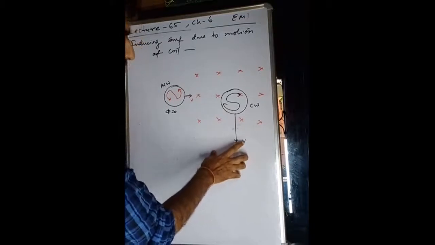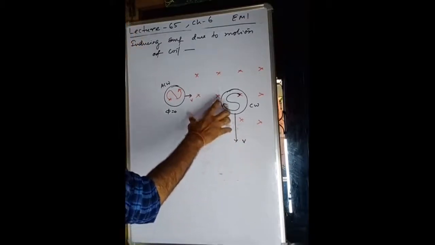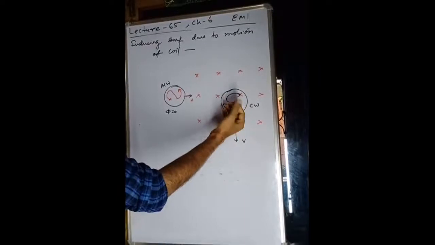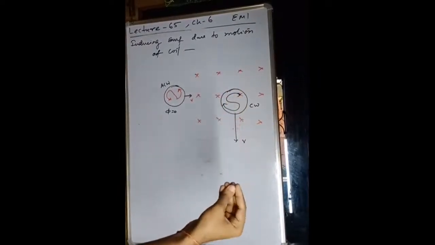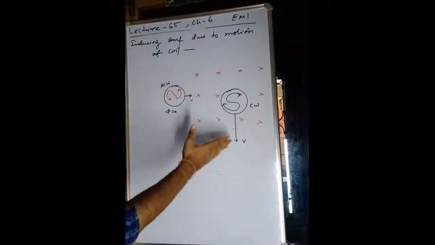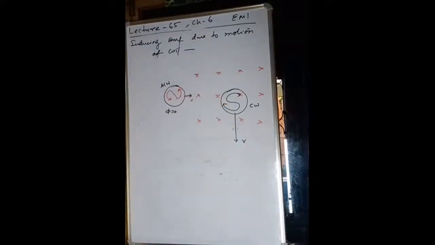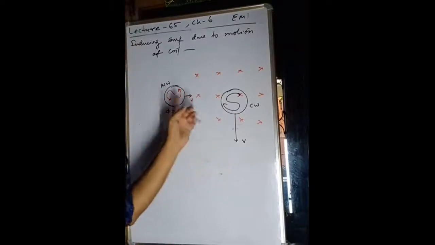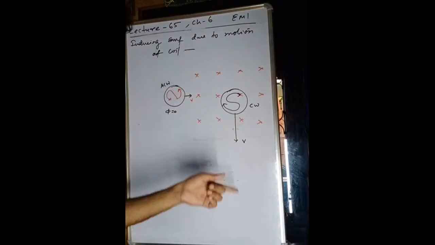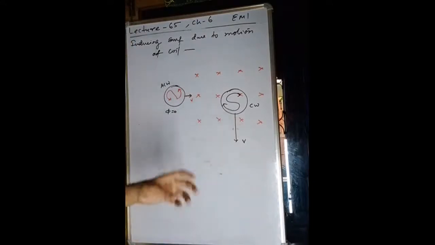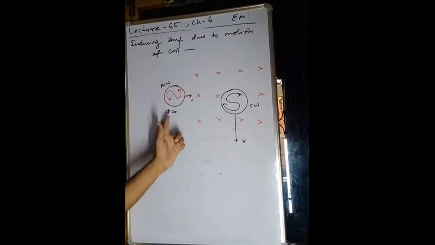Now the magnitude will depend on the velocity. If you move this coil slowly, the magnitude of the induced EMF will be small. Otherwise, if you move it very fast, the induced EMF will be very high. So this was one way to find the direction of induced EMF. My dear students, in the next lecture I will discuss a few more ways to find the direction of induced EMF.